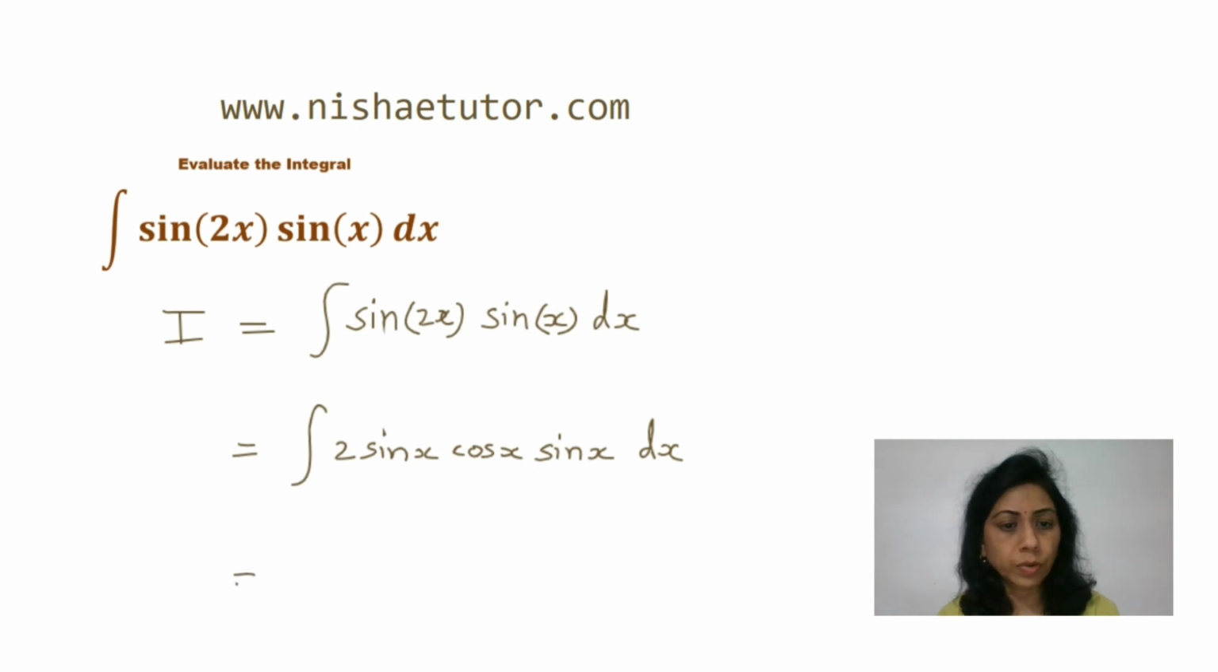We can simplify this. So 2 outside, sin x multiplied by sin x gives sin square x, and then cos x dx, right?